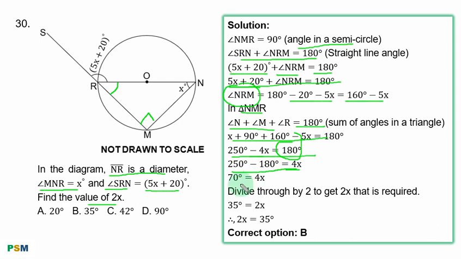So if you subtract, you have 70 degrees equal to 4S. You are asked to find 2S. So instead of dividing through by 4, divide through by 2. And you have 35 degrees equal to 2S. Therefore, 2S is equal to 35 degrees. The correct option is B.